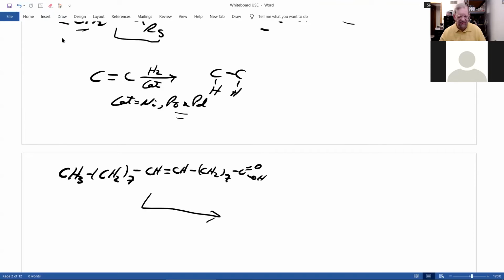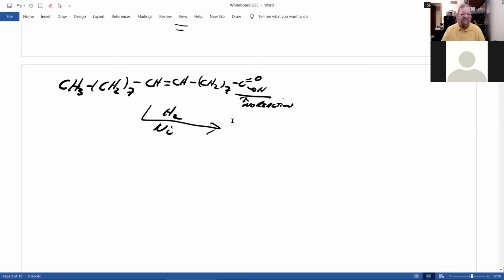Oleic acid. And let me ask you to do this one. I will tell you, hydrogen and catalyst will not react with a carboxylic acid. So why don't you try what would be the product for the following reaction? Remember, you don't break carbon-carbon single bonds. And if something doesn't react, that part of a molecule doesn't change.